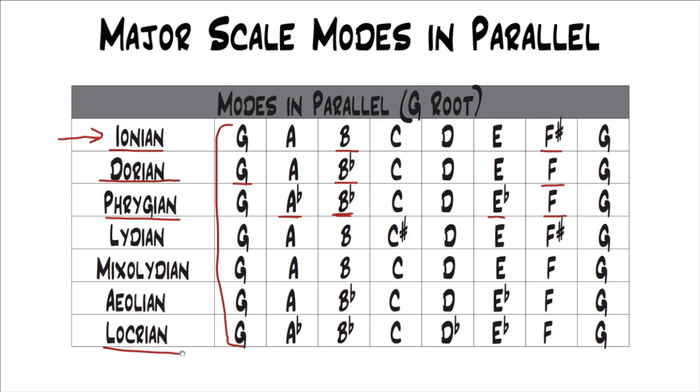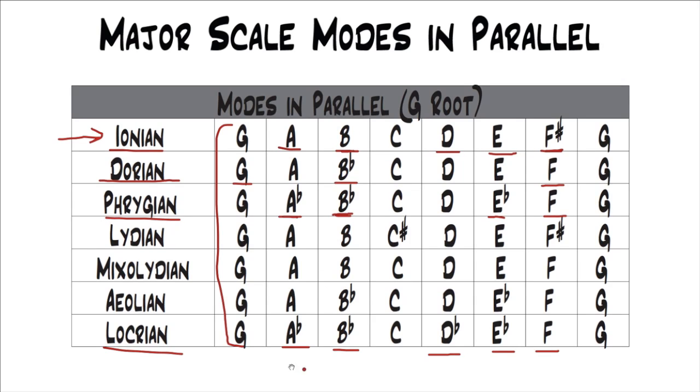For example, Locrian is built root, flat 2, flat 3, 4, flat 5, flat 6, flat 7. If we're comparing that to the actual major scale, which you know is just root, 2, 3, 4, 5, 6, 7, that's why you end up with the A flat, B flat, D flat, E flat, and F, because up here you had A, B, D, E, and F sharp.